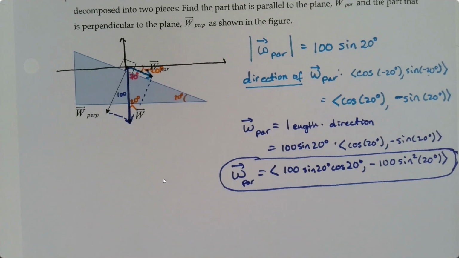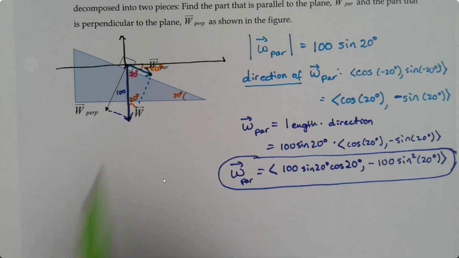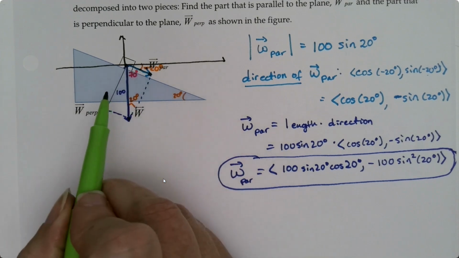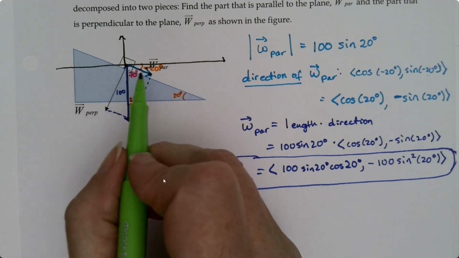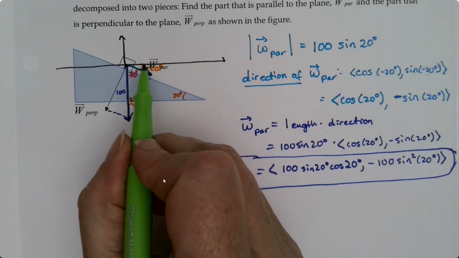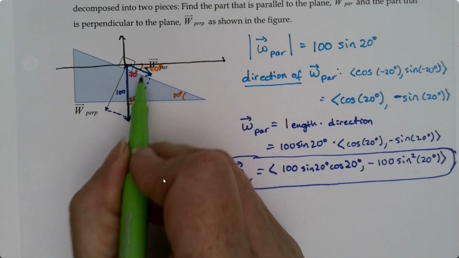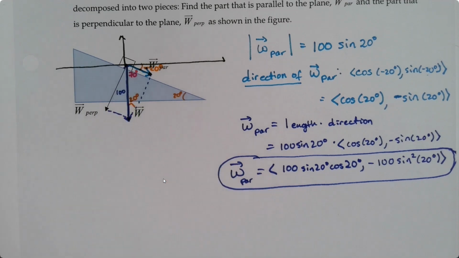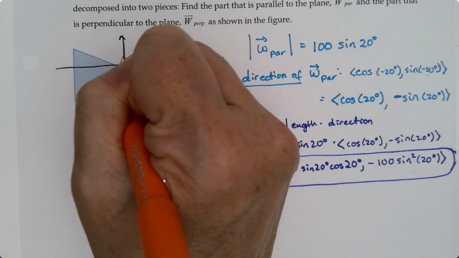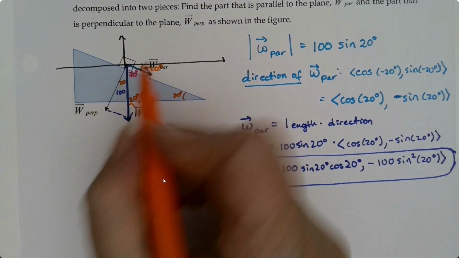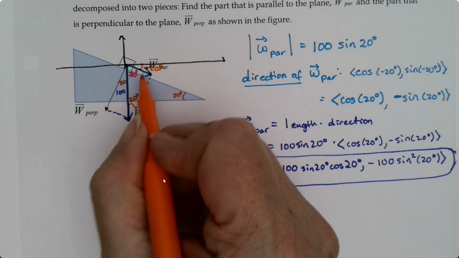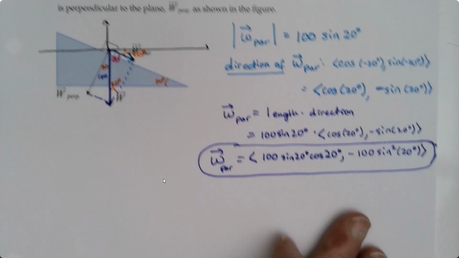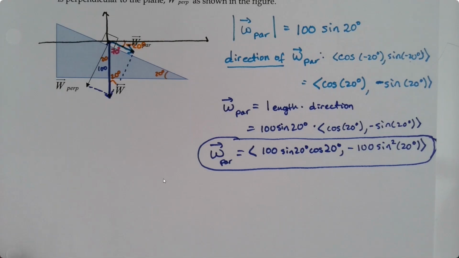Okay, so now what about the perpendicular? Well, the angle for the perpendicular is a little trickier to figure out. So we know that this angle was negative 20, and then that's 70, so that's negative 90 to get us here. And then we can see that that's another 20 degrees right there, right? So this is also 20. Okay, so then putting it all together, that's negative 110.